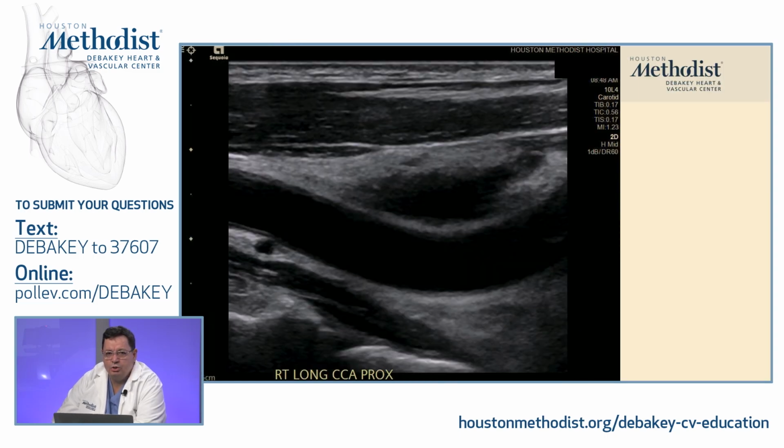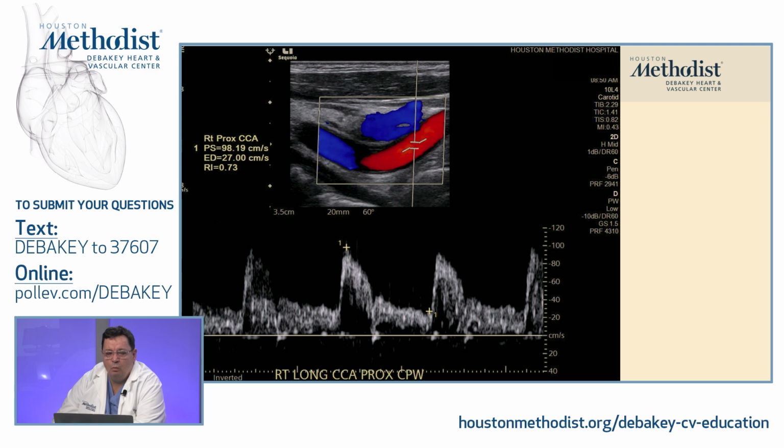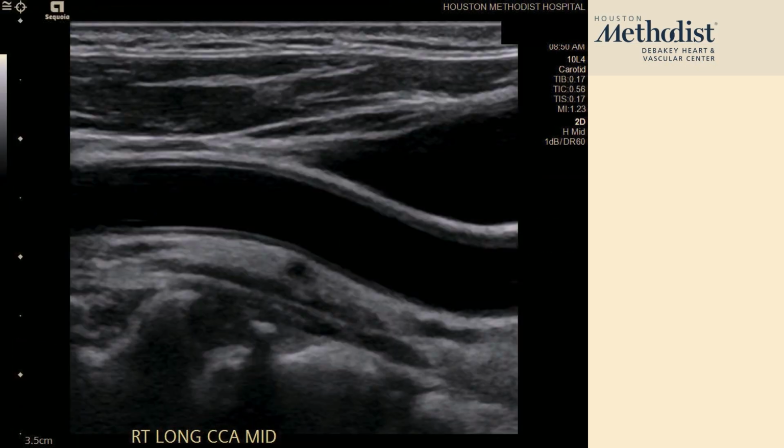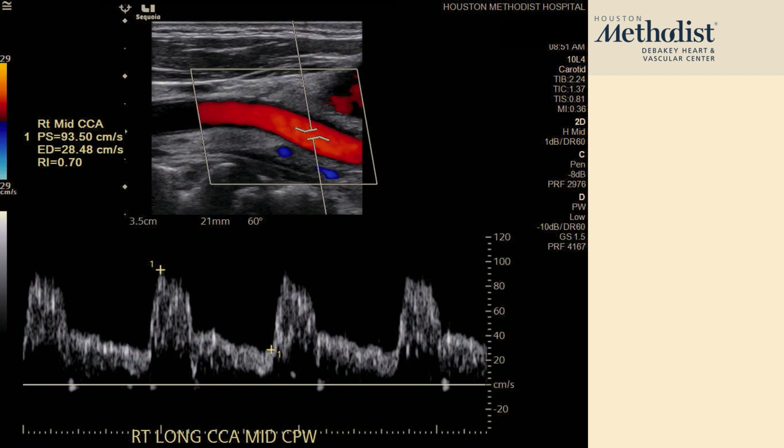And these are the longitudinal pictures now. We have a still image when we measure velocities. Here the proximal CCA is 98/27 on the left-hand side of the screen. You can see those. Mid CCA 93/28.